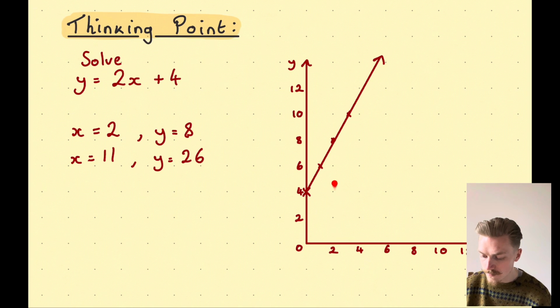So this is when x is 2, y is 8, x is 4. I think my line's a little bit off there. That should be y is 12. Should be a little bit higher. Just adjust that.